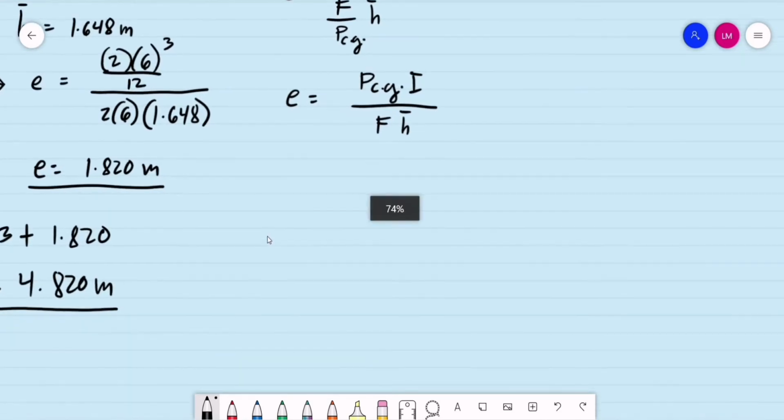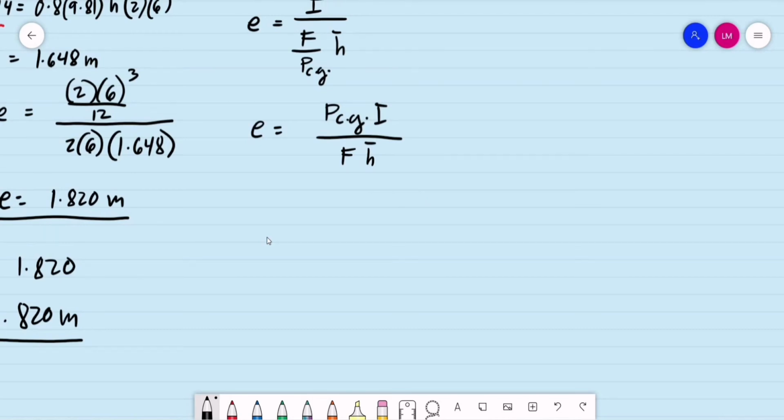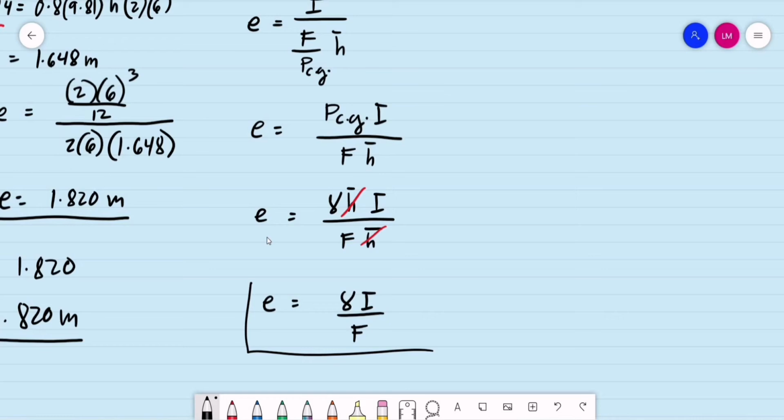Okay, recall natin, anong equivalent ng pressure on the center of gravity? So we have E is equal to gamma bar H times moment of inertia, divided by the force bar H. So dito, we can cancel yung bar H. So yung isa pang equivalent ng eccentricity, kapag vertical surfaces, ito yung unit weight ng liquid, moment of inertia divided by the total force. Okay?